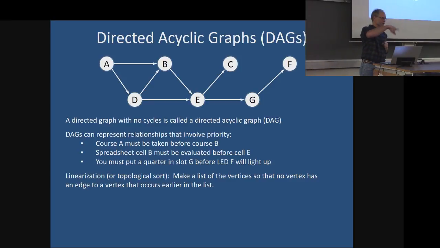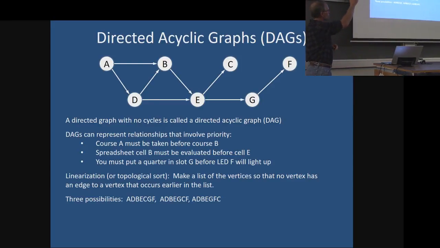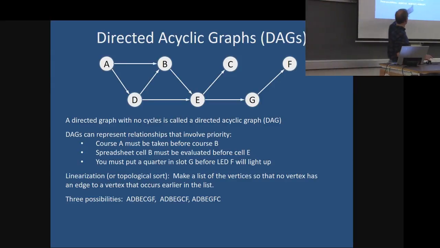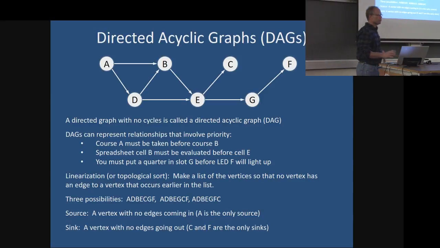Now clearly you couldn't do that if there was a cycle. If there's not a cycle, you can. And there are multiple ways to do it. So we can linearize or topologically sort that graph. These are the only three ways to do it. In this graph, there's one source, which is A, meaning the source has no edges in. And there are two sinks, C and F, because they have no edges out. Of course, you always have to have at least one source in a DAG and at least one sink. You can have any number.